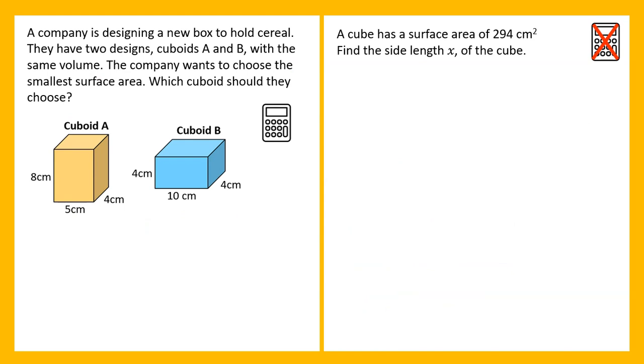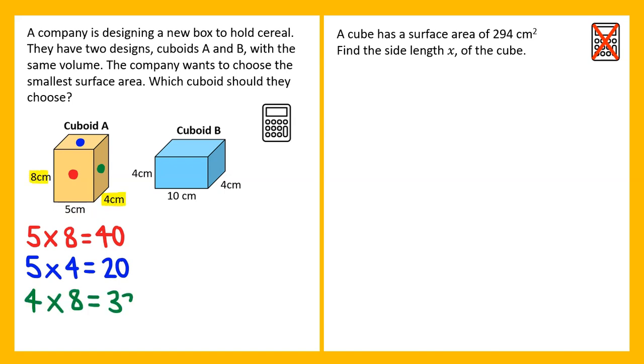The company wants the packaging with the smallest surface area. Starting with cuboid A, the area of the front face would be worked out by doing 5 multiplied by 8, which is 40. The area of the face at the top is 5 multiplied by 4, and is 20. And the face on the side would be worked out by doing 4 multiplied by 8, giving me 32. Adding these together gives me an area of 92 for the 3 faces, and then multiplied by 2 for the duplicates, which is 184 centimeters squared.